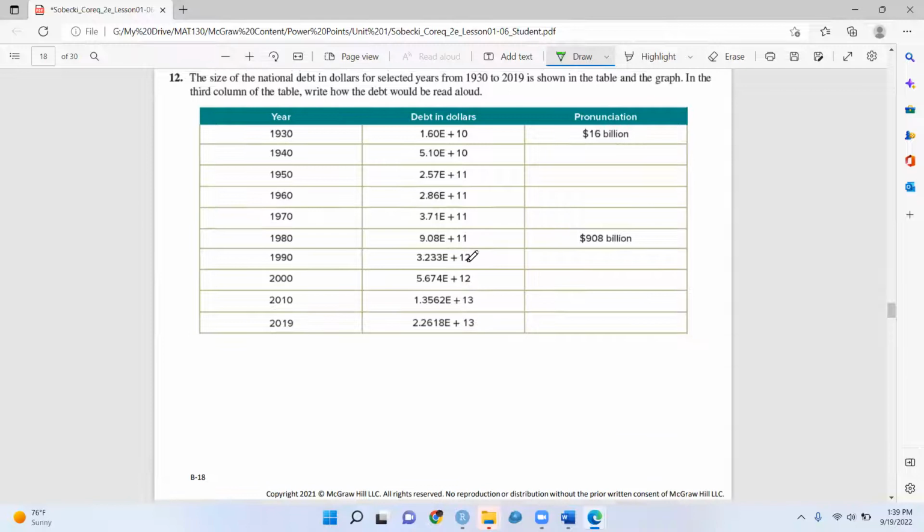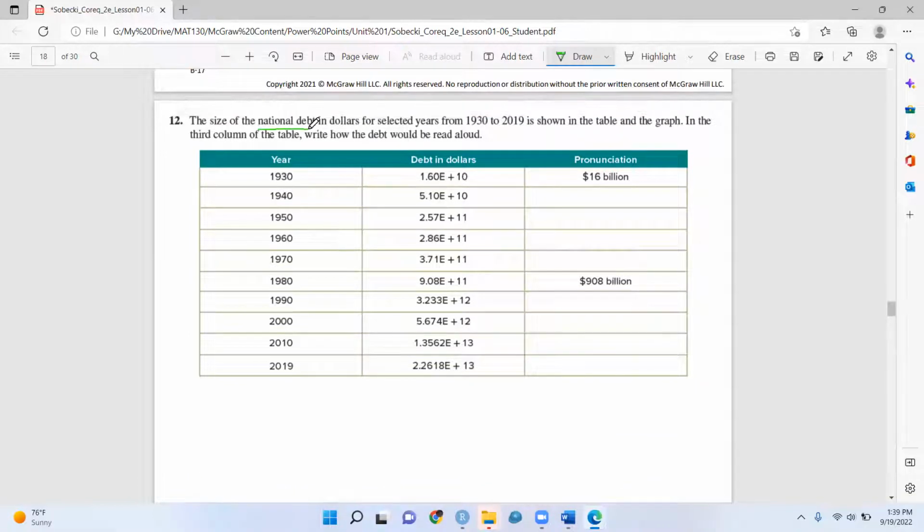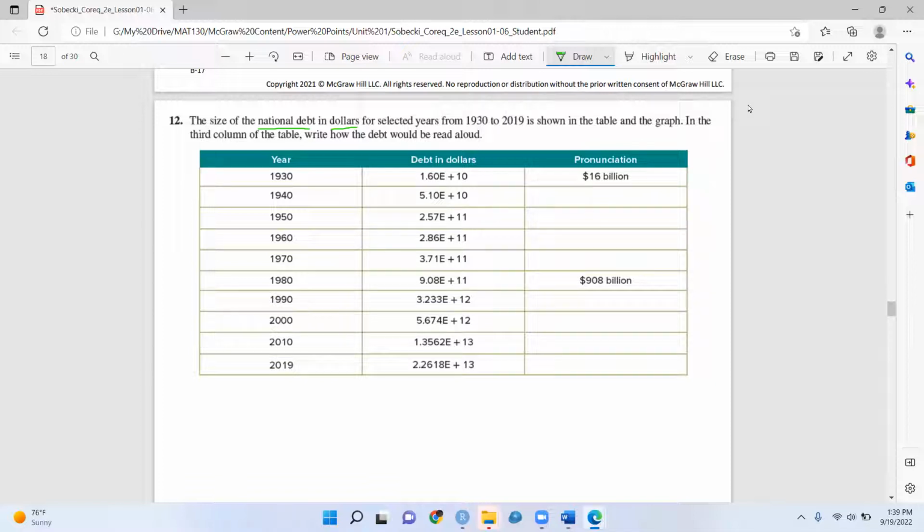This is the size of the national debt in dollars for a set of years. So back in 1930, we were $16 billion in debt as a nation. Compared to where we are now, that's 0%. Like the relative difference is crazy. Then in 1940, notice it's times 10. So this would be $51 billion in debt.